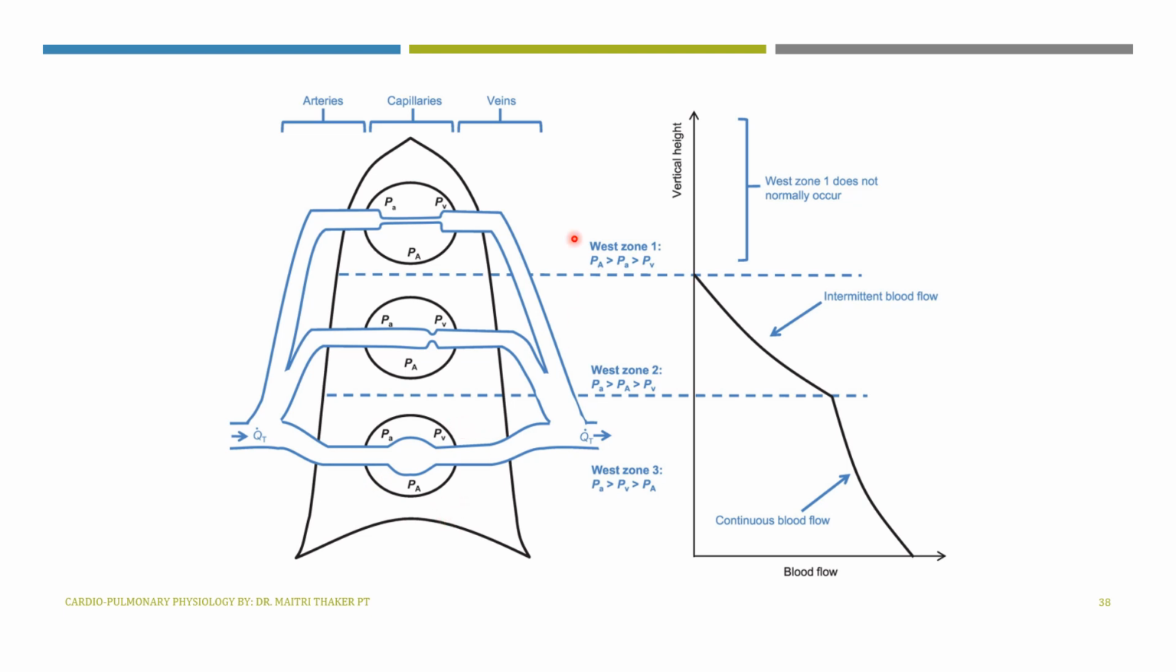Now when we compare all 3 zones, there is optimal ventilation and perfusion in the middle zone. It is considered as the V by Q ratio, ventilation and perfusion matching. So that is optimal in the middle zone, zone 2.